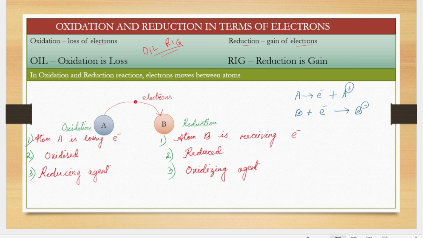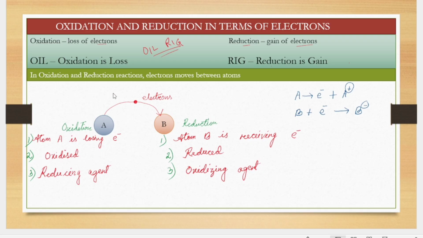Okay. Next, let us take two atoms, A and B. In atom A oxidation is happening and in atom B reduction is happening. In oxidation and reduction, electrons move between the atoms. There is a movement of electrons between the atoms in the case of oxidation and reduction.